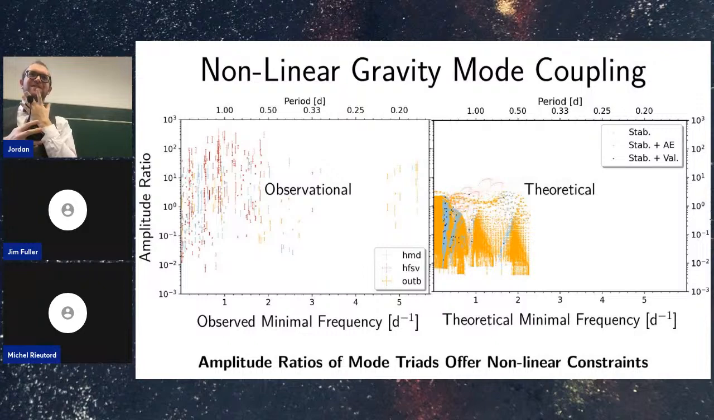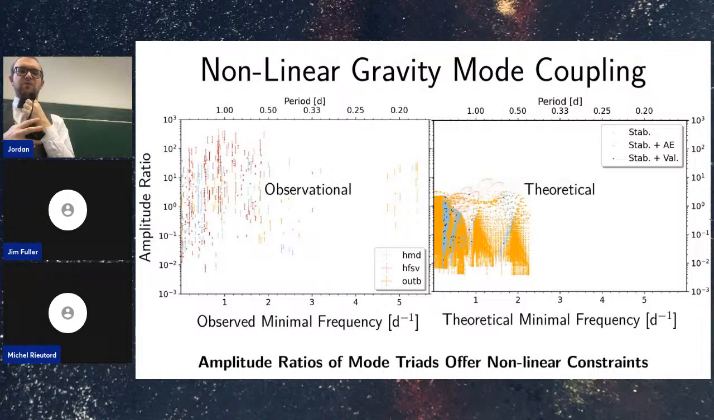Would you say that for the higher amplitude SPBs in your sample, there are more combination frequencies on average compared to the lower amplitude SPBs? Is that a correlation that you can tease out of the data? I know it's a very small sample.